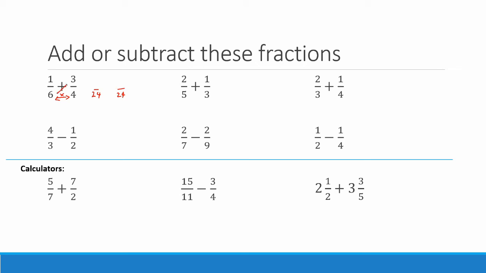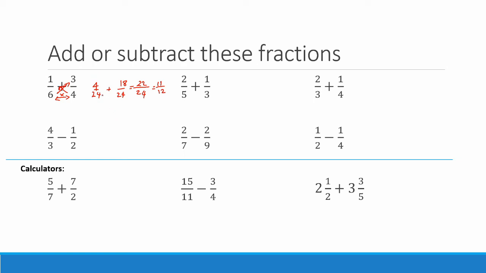But because we've done that, we need to now multiply 6 by 3 over here, and we get 18, and we cross multiply this way, and we have 4 times 1 is 4. Now we can add these together, and you'll see that we have 22 over 24, and that can be simplified to 11 over 12.